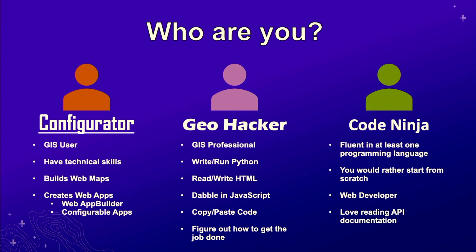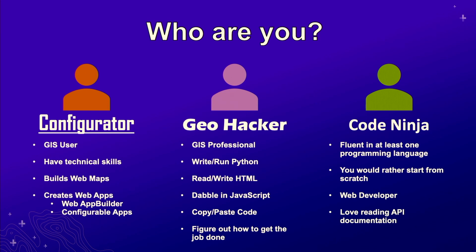And then we have a code ninja. This is someone who, if you ask them what their job is, they might say that they are a developer. They're going to be fluent in at least one programming language. They'd often rather start from scratch, or from at least a minimum, when starting an app. They could be a seasoned web developer, or a web developer that now has the task of writing some native app, and they love getting into the documentation. That API documentation is key for them. They understand how to implement that.